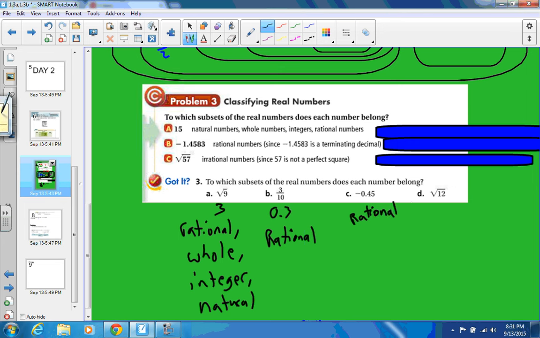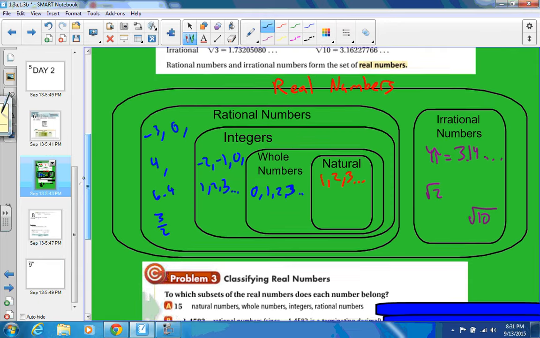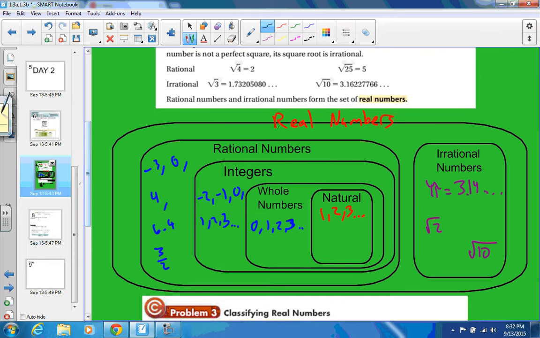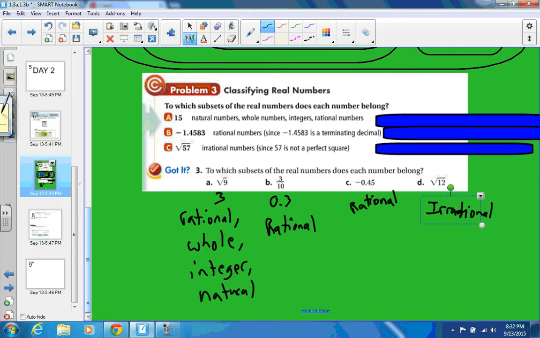Now, the square root of 12. We said every square root that's not a perfect square would end up being a decimal that goes on forever. So that means that this is an irrational number. Okay, the point of this is that you can classify numbers. You can tell me what categories they would fit into in the real number system. Are they just irrational, or do they fit in one or more of these? Okay, that is classifying numbers.